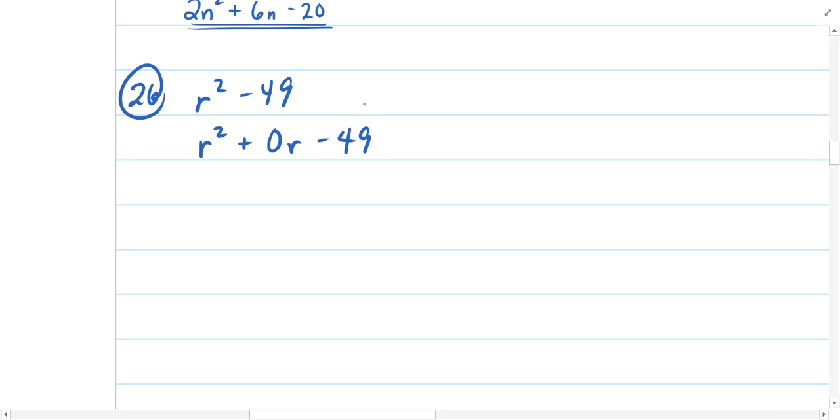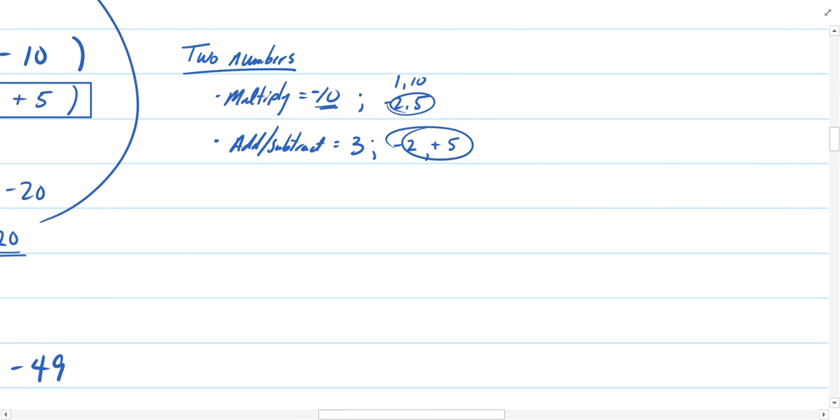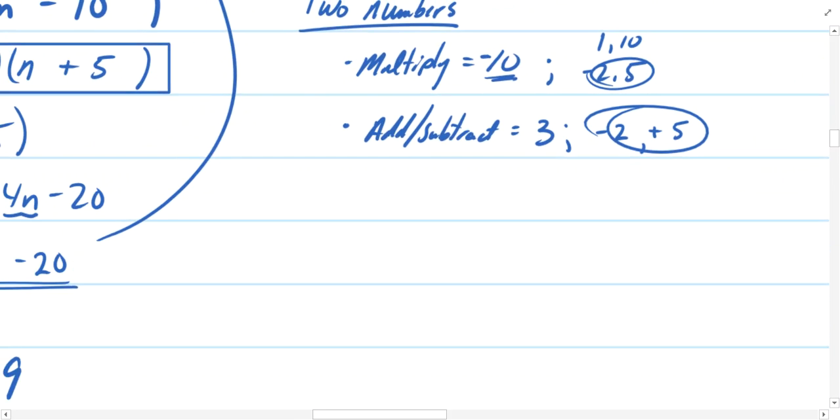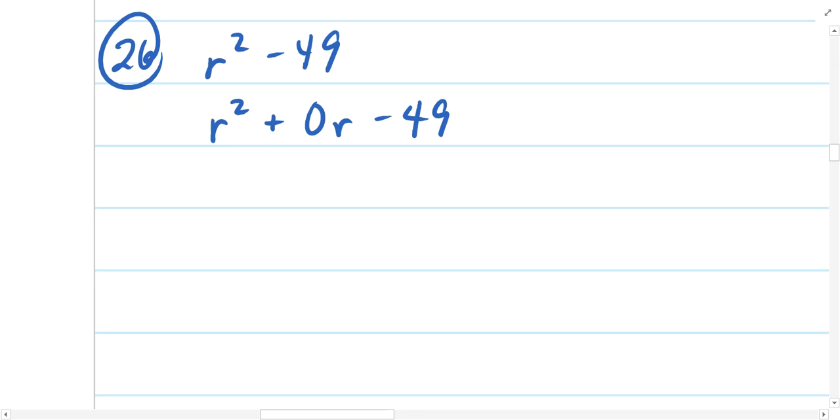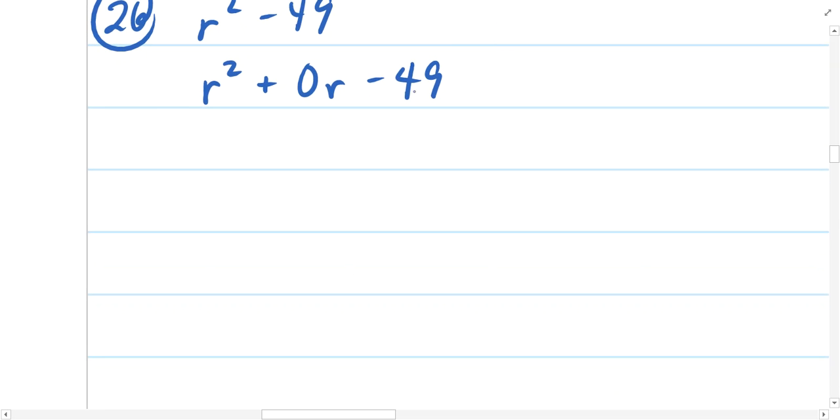But if I do rewrite the original problem with 0r, now this is starting to look a little bit like a standard trinomial. And again, with a standard trinomial, we're looking for 2 numbers that multiply to equal the last term, that add or subtract to make the middle term. So, can you find 2 numbers that multiply to make negative 49, that add or subtract to equal 0?